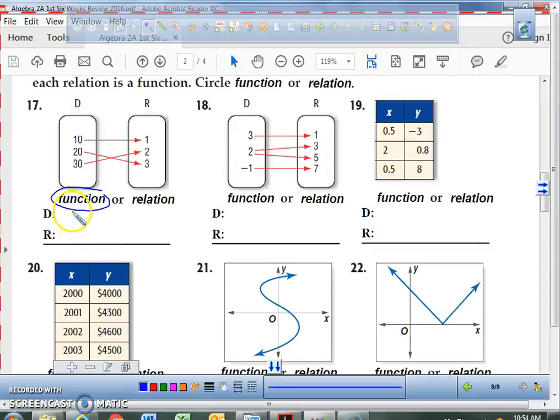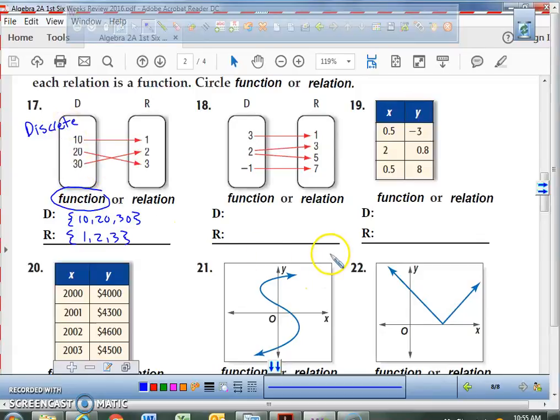Now if I asked you to label the domain of this, the domain would simply be a 10, a 20, and a 30. And the range for this would be a 1, 2, 3. That's what the domain and the range would be. Now, whenever you guys are just plotting points, that's going to be what's known as a discrete function. So this is also not just a function, it's referred to as a discrete function, okay?